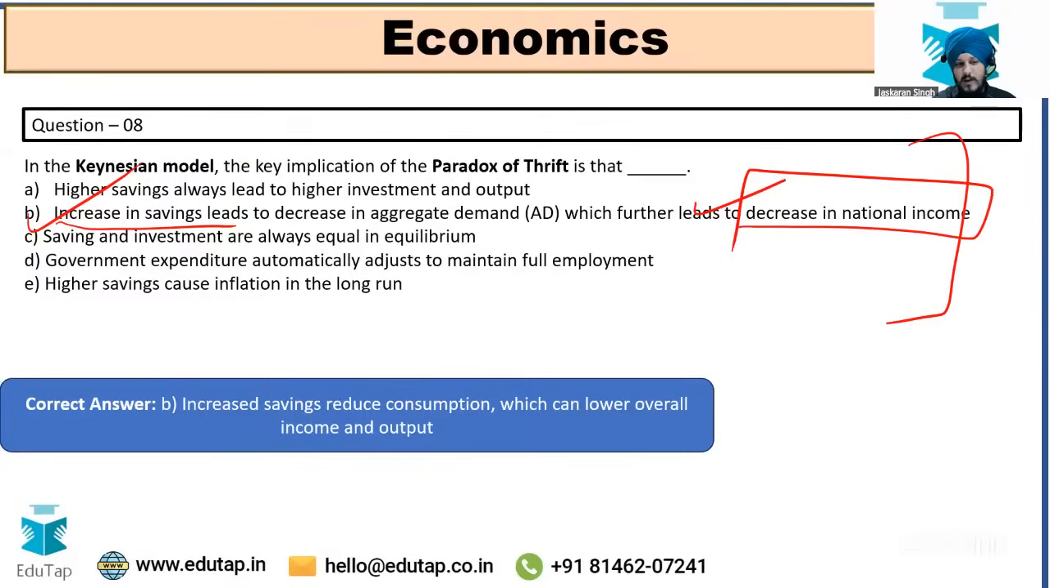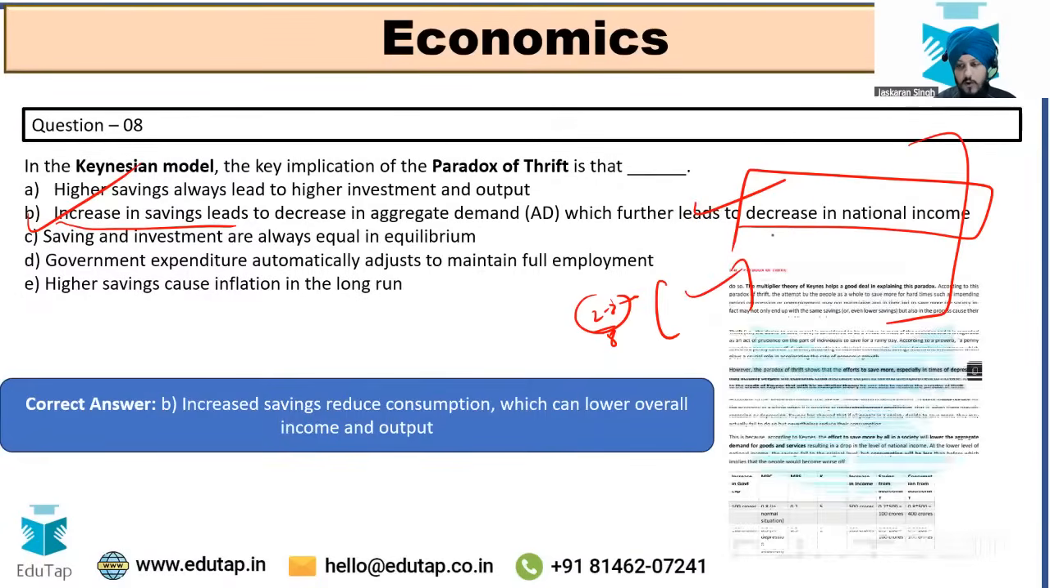If you try to analyze the difficulty level, I would say out of 8, there were 2 to 3 questions that were a bit tricky, and for those you had to have great clarity regarding the concepts, right? But the rest of the questions were very easy to answer. Now moving on to the next part.